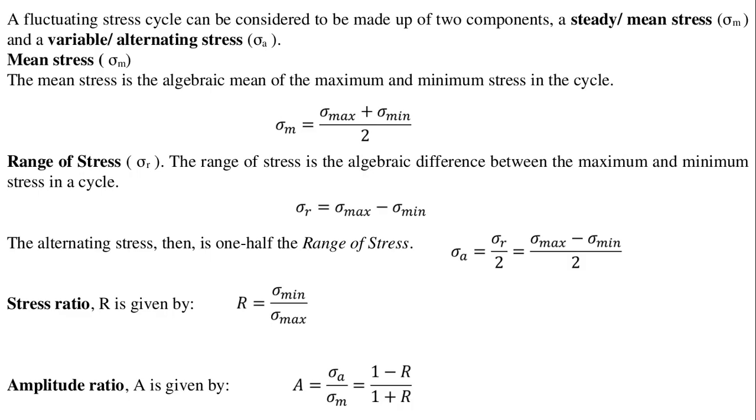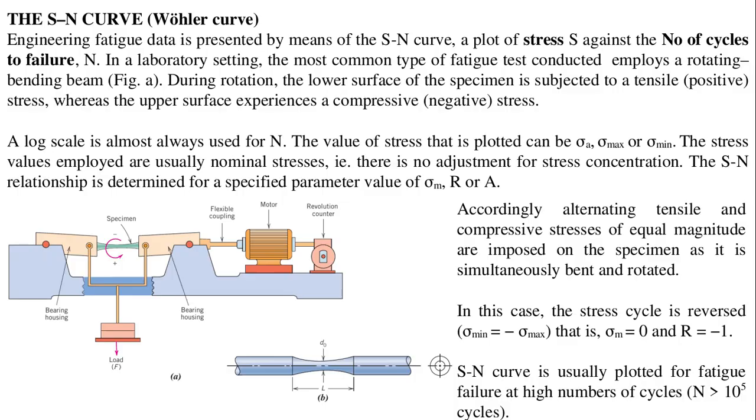Amplitude ratio is given by the ratio of alternating stress to the mean stress, that is, A is equal to sigma a divided by sigma m, which can be simplified to (1 minus R) divided by (1 plus R), where R is the stress ratio.